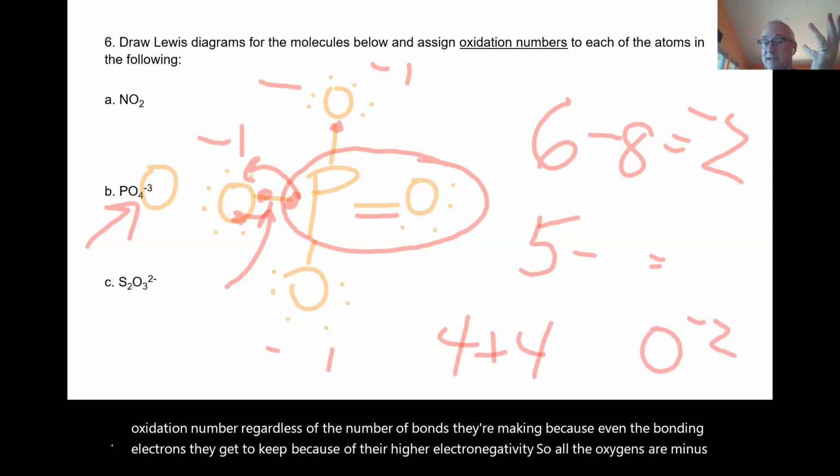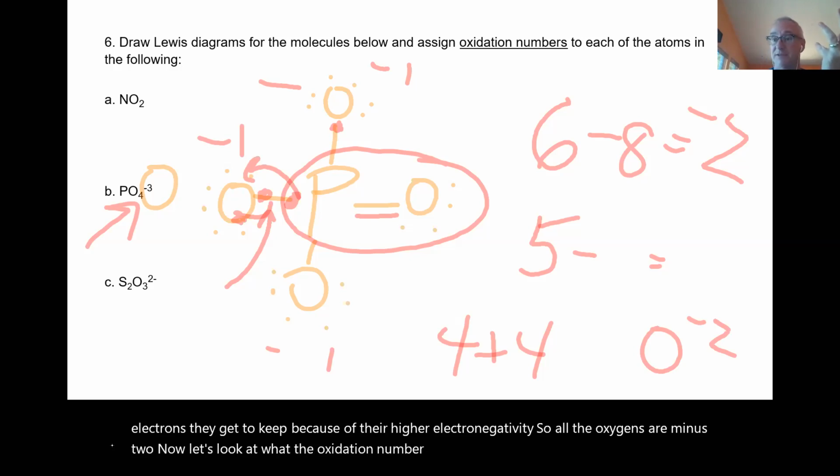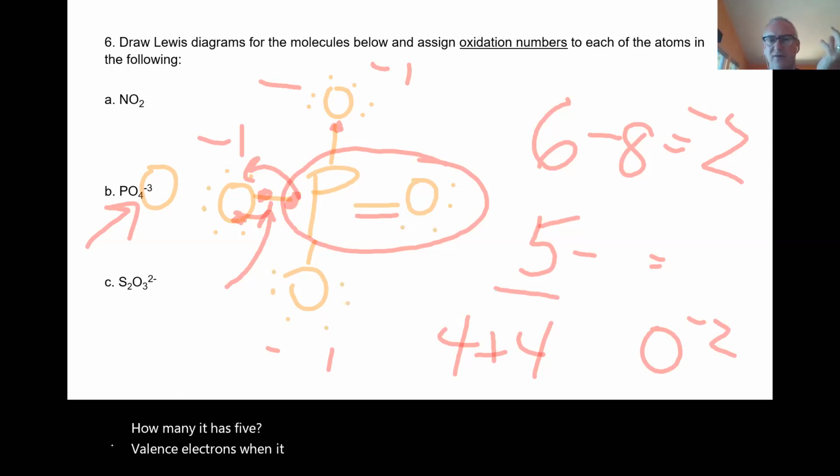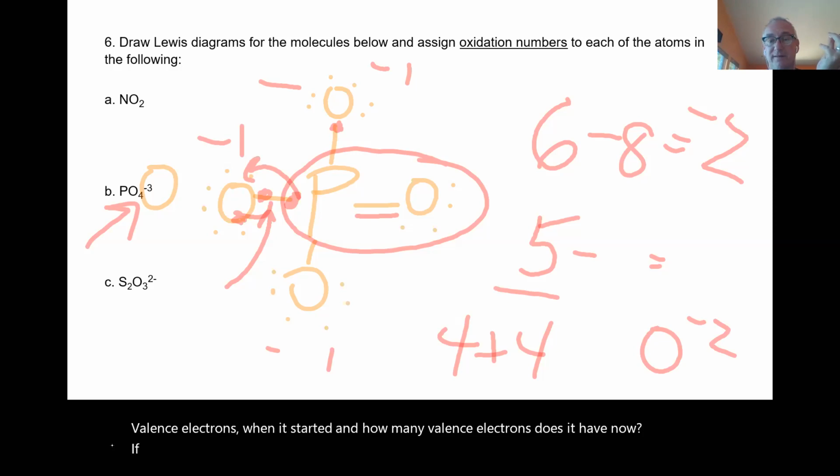Now let's look at what the oxidation number of poor phosphorus is going to be. It has 5 valence electrons when it started. And how many valence electrons does it have now, if they all went to oxygen?